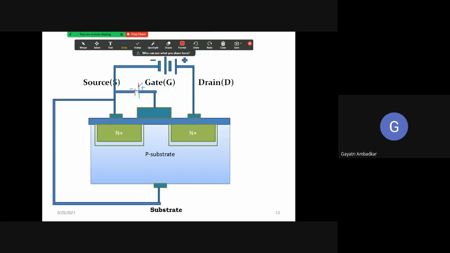So I am making the gate positive. Now, when I make the gate positive, what happens? Second case, what did I make? VGS equal to, let's say, some positive voltage, let's say 0.5 volt or something, a small voltage I have given. So when I give a small positive voltage, what happens?